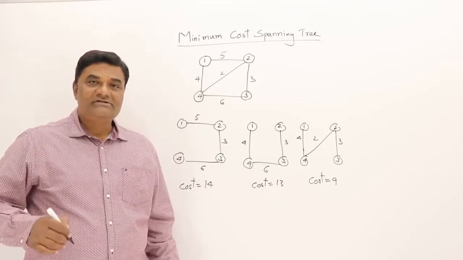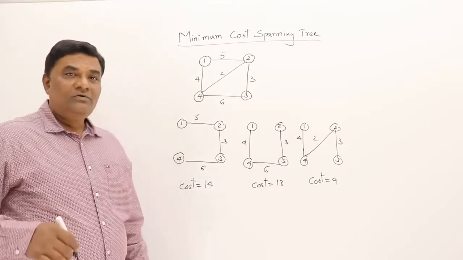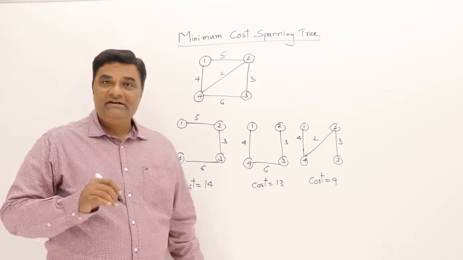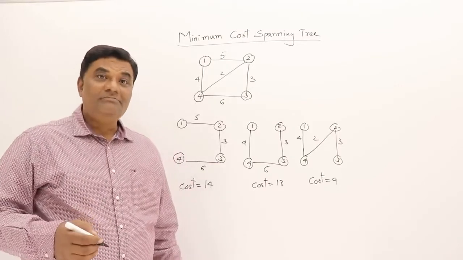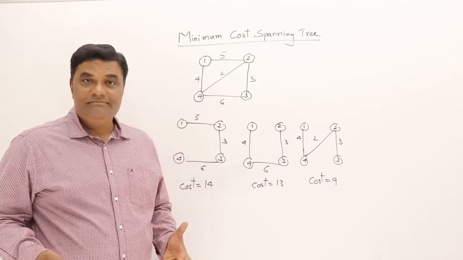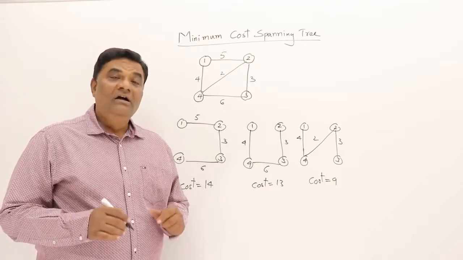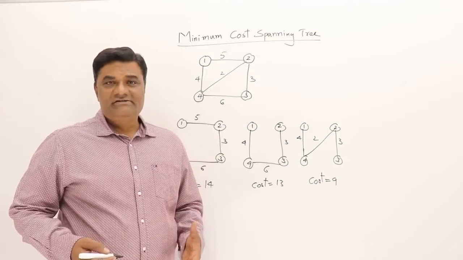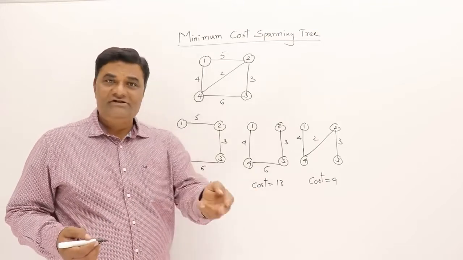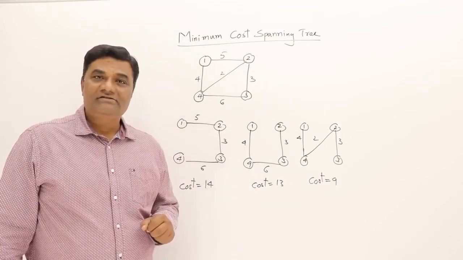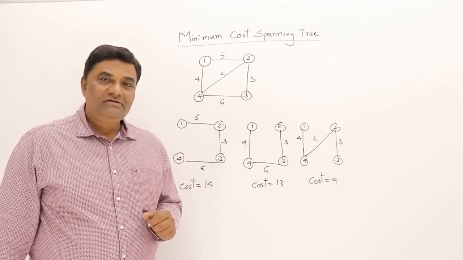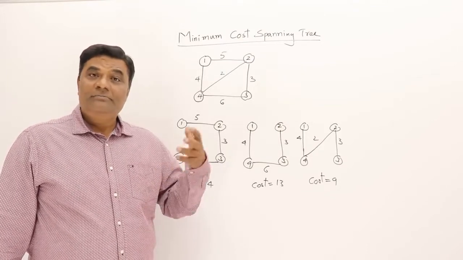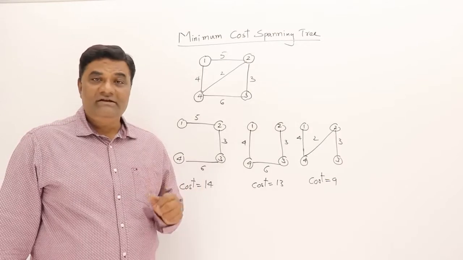Now, the problem is, can I find out the minimum cost spanning tree? Can I find out the minimum one? Yes, you can find out. How? You can try all possible spanning trees, and then from that you can check whichever is minimum, and pick that answer. This is one method. Trying all possible spanning trees will be too lengthy.